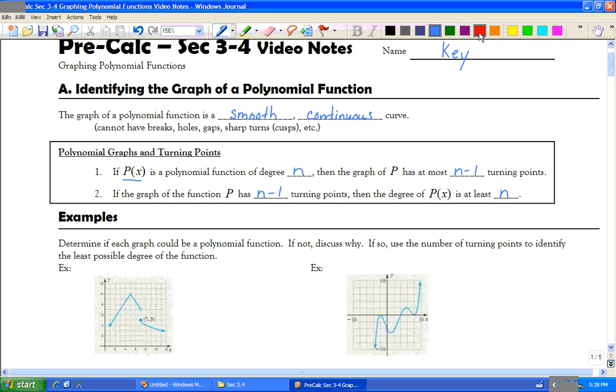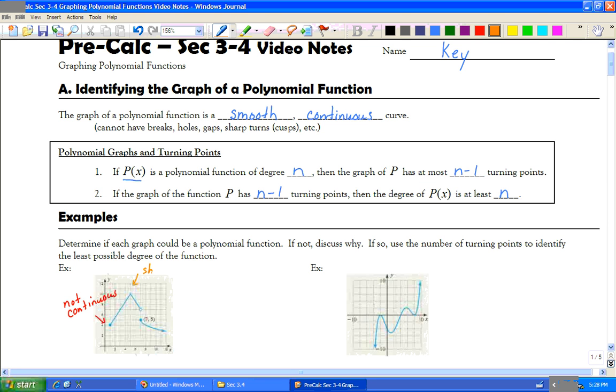So if we take a look at a couple of graphs, you'll see the first graph. The beginning of this graph does not have an arrow, so this is not continuous. So right away we know this is not a polynomial, but let's take a look at some other features that makes this not a polynomial function.